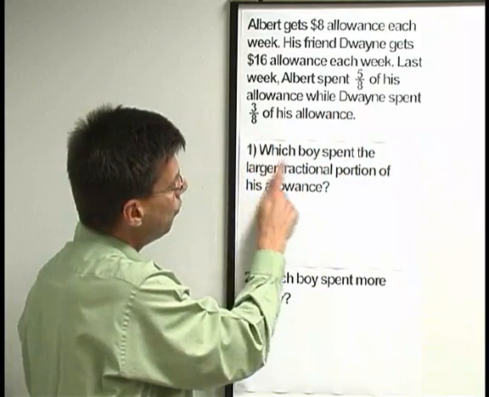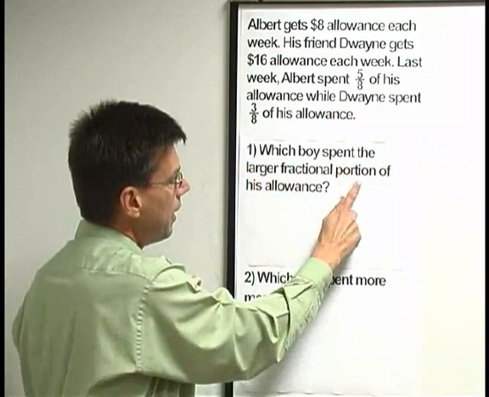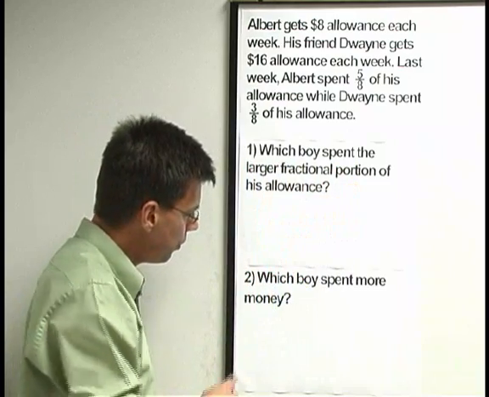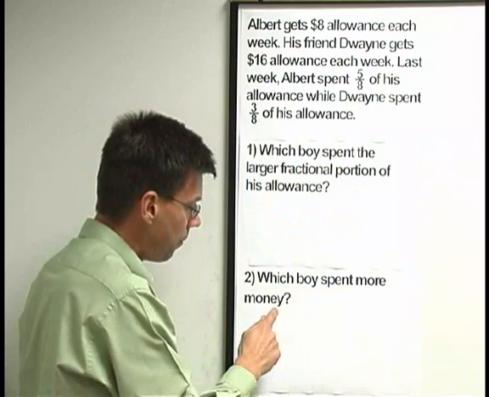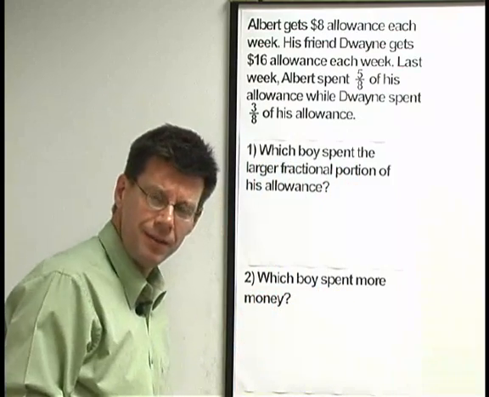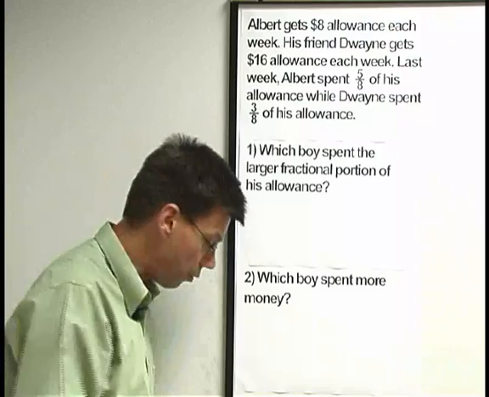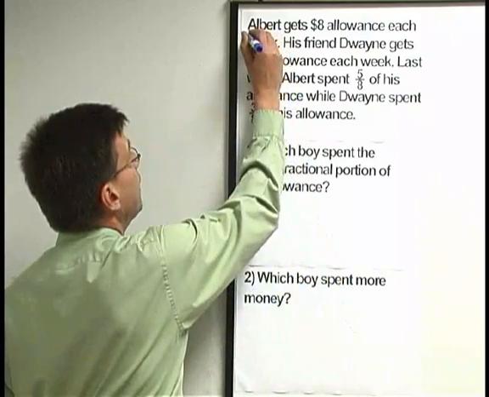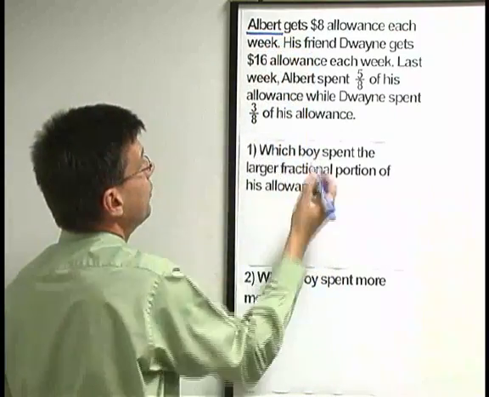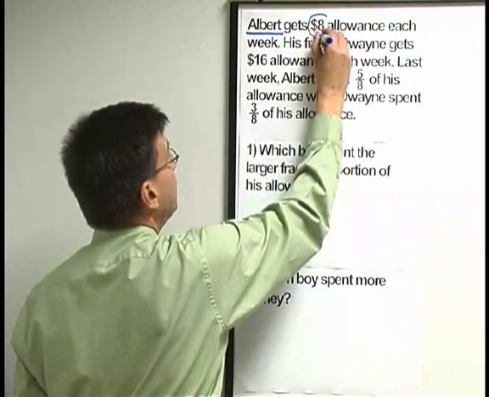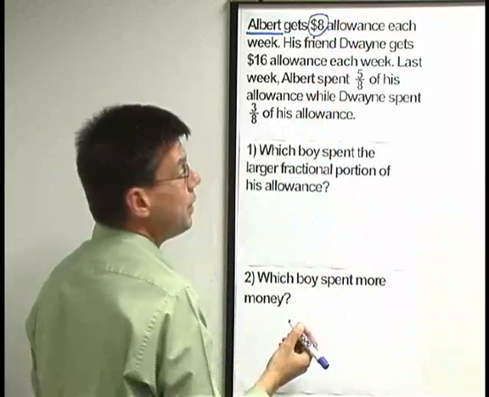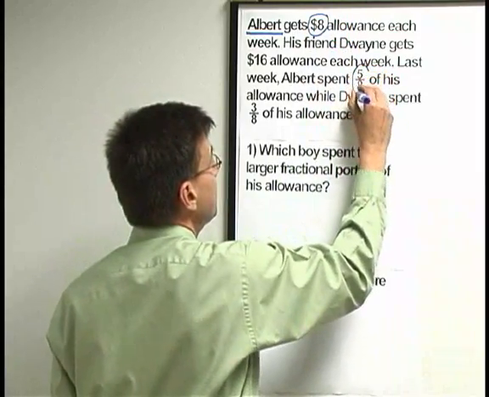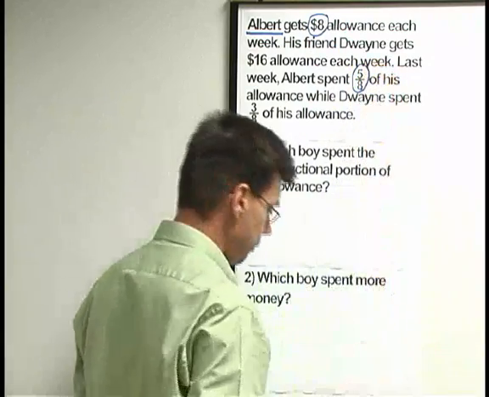Number one, which boy spent the larger fractional portion of his allowance? And number two, which boy spent more money? Now let's start out by getting our information organized. Albert, I'll underline in blue. Albert gets $8 allowance. And we know that Albert spent 5/8 of his allowance. I'll circle that in blue.